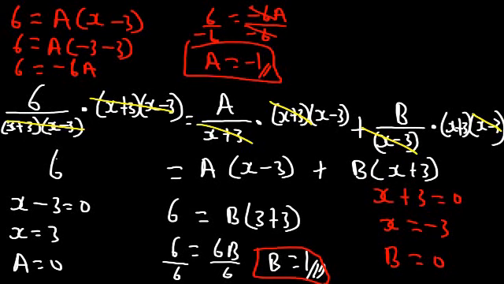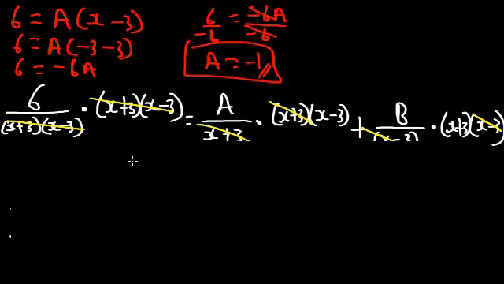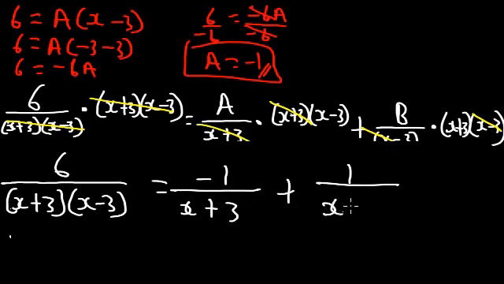So what we are going to do in this case is just set them to be this. Therefore, 6 divided by x plus 3 multiplied by x minus 3 is the same as negative 1 over x plus 3, plus b, which is 1 divided by x minus 3. And this is the answer.